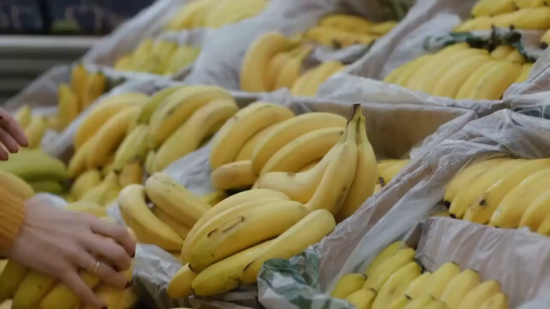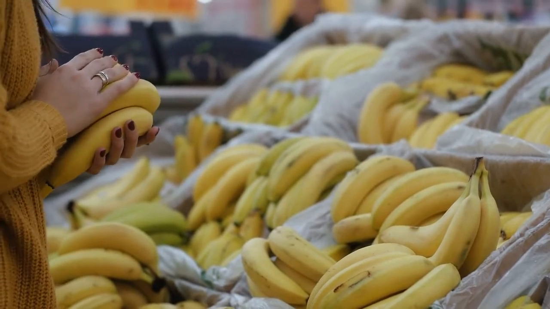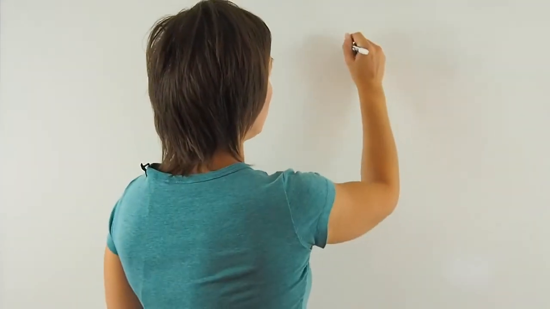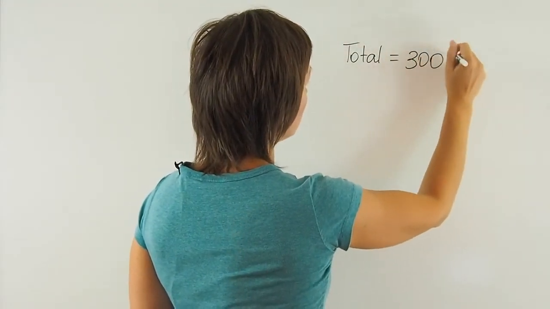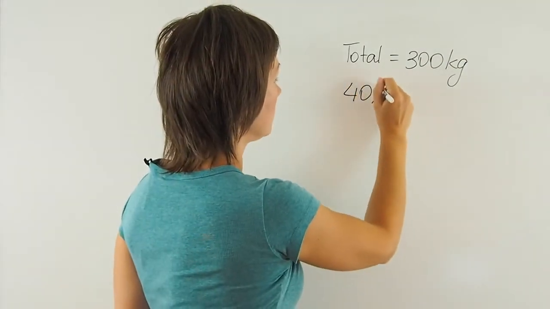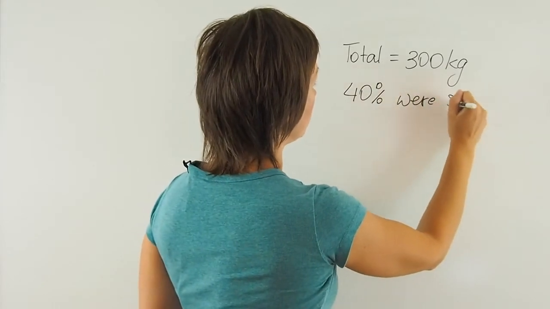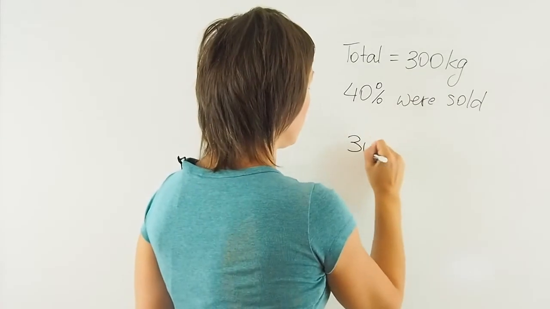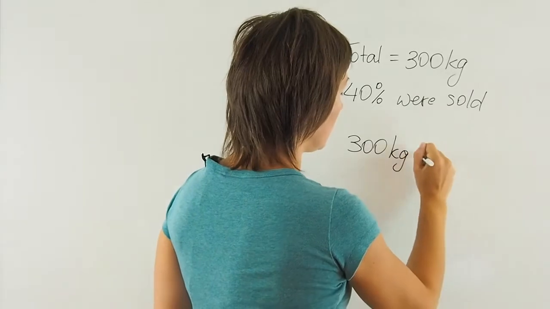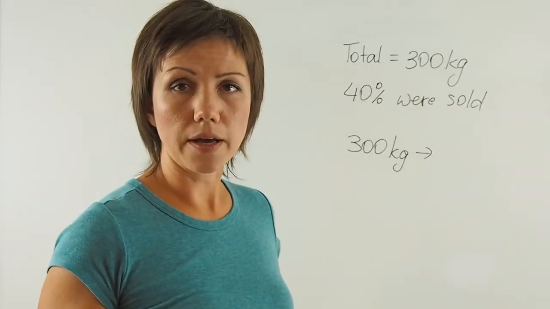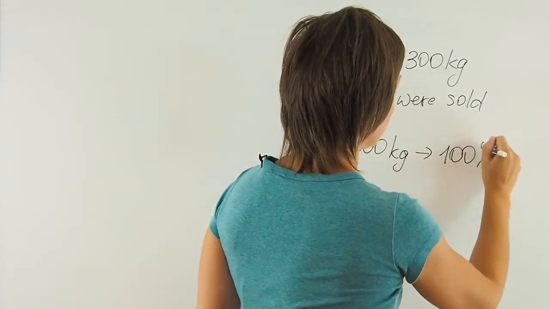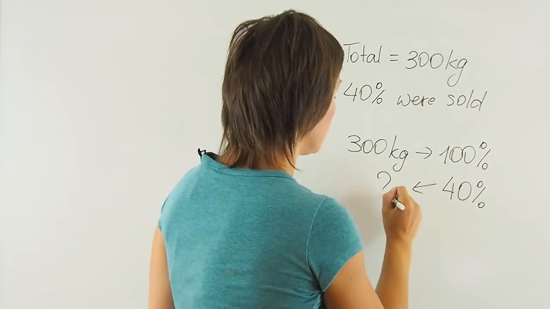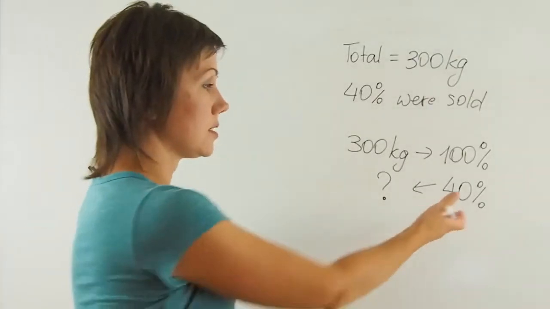Let's see how we use percent in real life. There were 300 kilograms of bananas at the store, and the store sold 40% of those bananas. So how many kilograms were sold? The total amount was 300 kilograms. 40% of this amount were sold. How many kilograms is 40%? We know that 300 kilograms is the total, and the total in percent is always represented by 100%. We have sold 40%, and that is unknown. How many kilograms is that 40%?